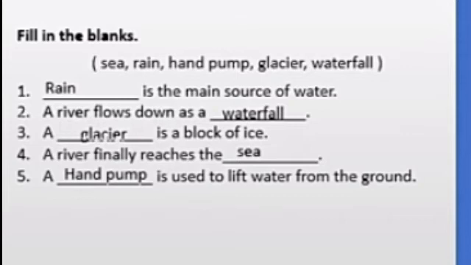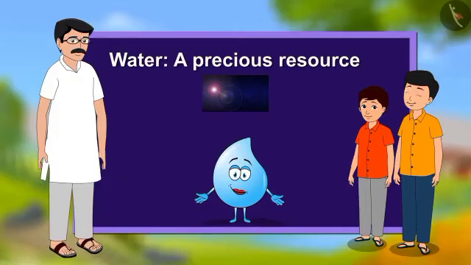A river flows down as a waterfall. A glacier is a block of ice. A river finally reaches the sea. A hand pump is used to lift water from the ground.